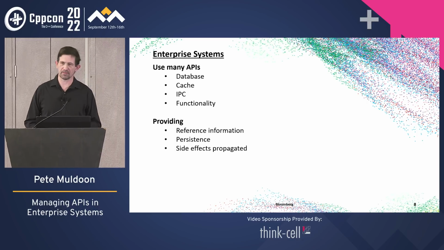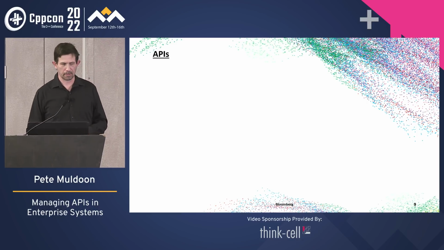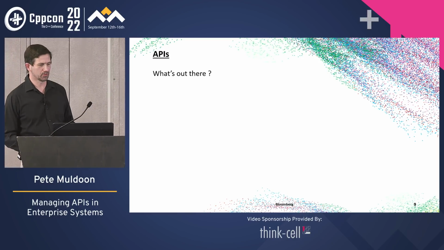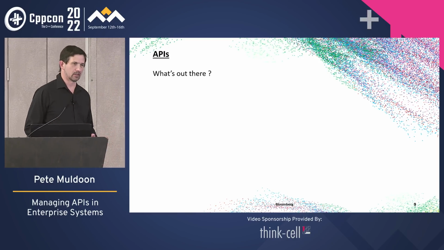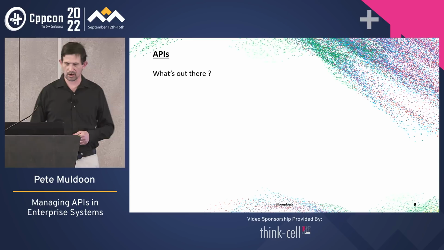But they're an important part of any system. And we usually drag them together in an enterprise system. So let's talk about APIs. What's out there? Before I do a talk, I want to see what kind of coverage has been done before and not just tread the same old ground.